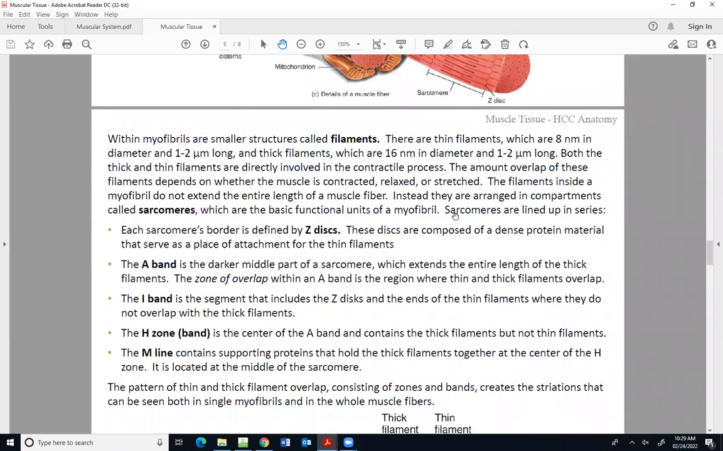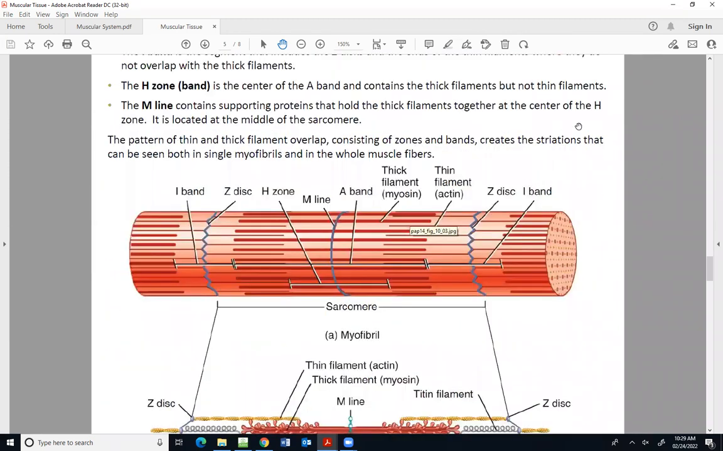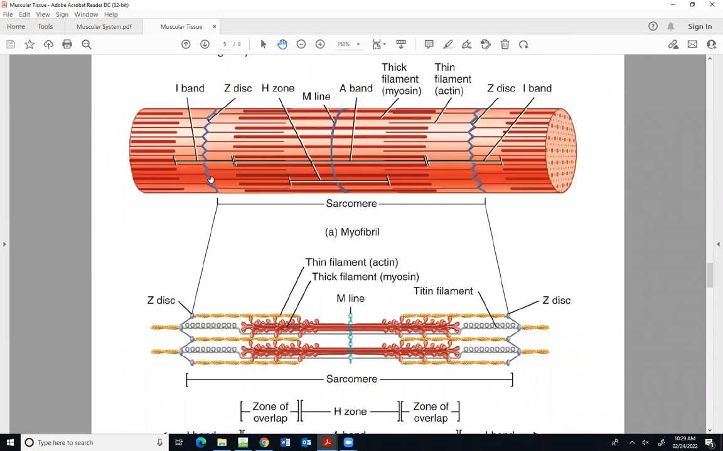Down at the bottom of this next page, we've got a myofibril, at least a segment of it. We can see we've labeled one sarcomere. If this was a longer image, it'd be going in this direction and this direction. Then there'd be another sarcomere there, and another sarcomere there.